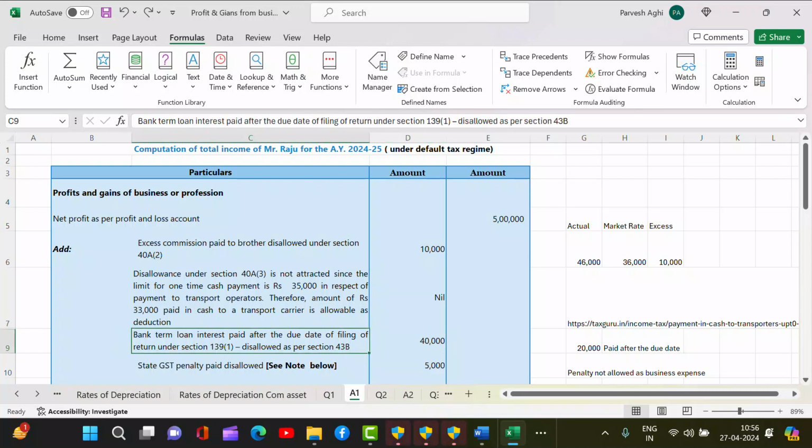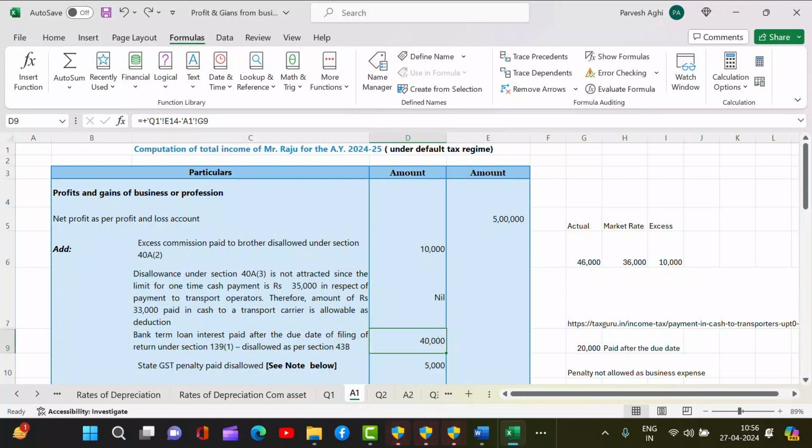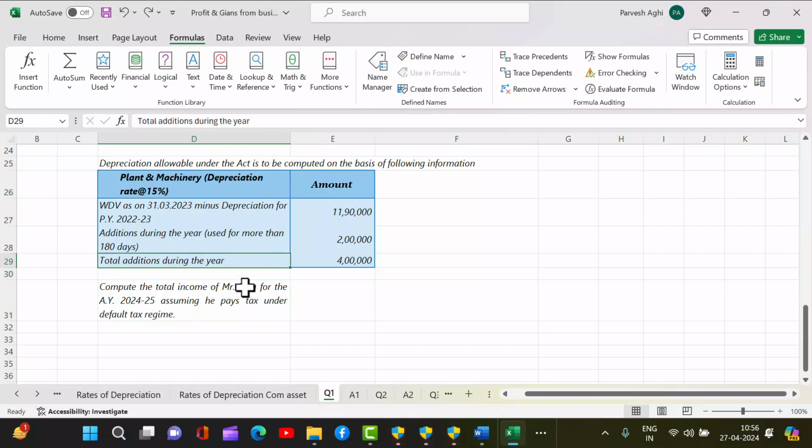Read this. Bank term loan interest paid after the due date of filing of return under section 139 disallowed as per section 43B is 40,000. So which means 20,000 he has paid after the due date. He has paid 20,000, sorry, he has paid 20,000 after the due date. Let's go back and check what was the... No sir, 20,000 within due date.